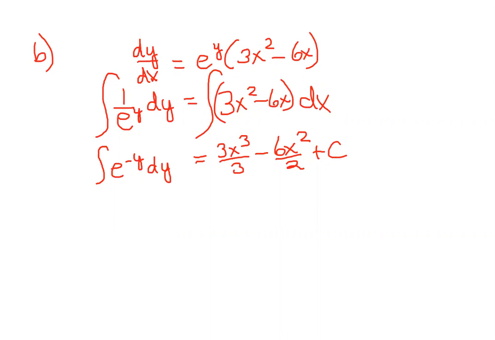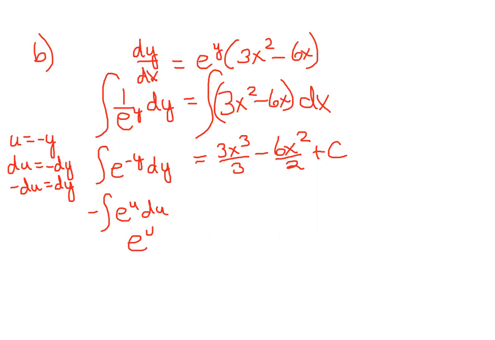Now I'm going to take the integral of this side. You can think of it as u substitution if you want. u equals negative y, du equals negative dy, so negative du equals dy. And then it would be the integral of e to the u du, and the integral of e to the u is e to the u, so it would be negative e to the negative y, equals, now I can simplify this, x cubed minus 3x squared plus c. So I'm down to that.